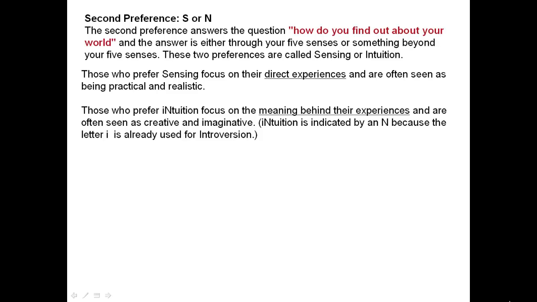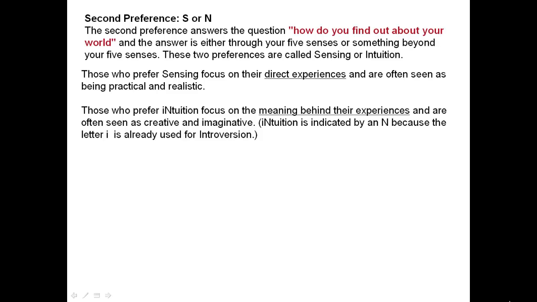Second preference is S or N. Second preference answers the question, how do you find out about your world? And the answer is either through your 5 senses or something beyond your 5 senses. These two preferences are called sensing or intuition. Those who prefer sensing focus on their direct experiences and are often seen as being practical and realistic. Those who prefer intuition focus on the meaning behind their experiences and are often seen as creative and imaginative.